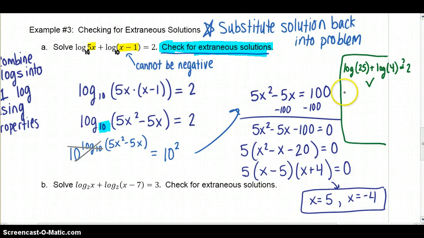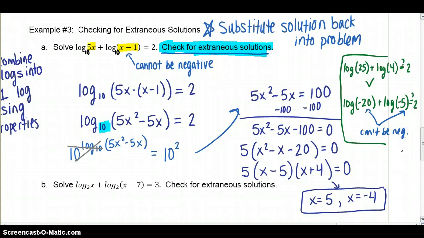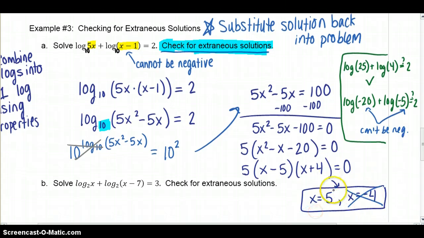Let's try the -4. So then I've got log of -20 plus log of -5. Does that equal 2? Well, hold on a minute. Remember what we just talked about. These numbers right here can't be negative. And if they ever are, you know right away that's not a solution. So I can cross out x equals -4. That's not going to work. So my only solution here is going to be x equals 5.